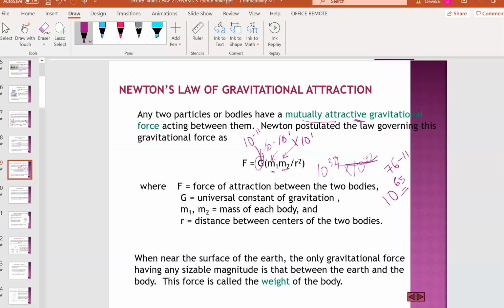That is why the moon is attracted to the Earth and the Earth is attracted to the Sun, because of this mutual attraction between two bodies. Like Earth and us humans: our mass is 10 to the power of 1, while the Earth's mass is a very big value. That's the reason why we are attracted to the Earth.